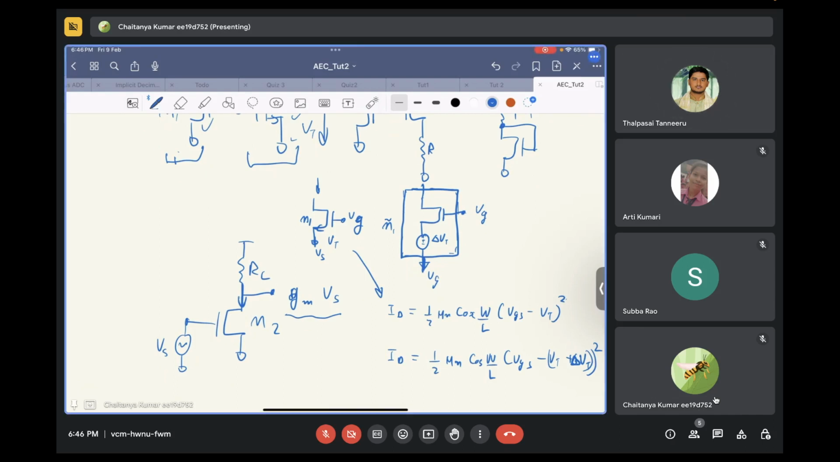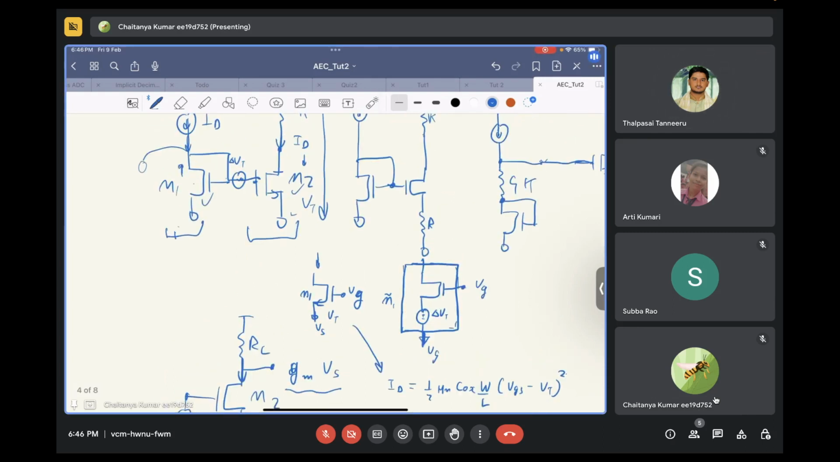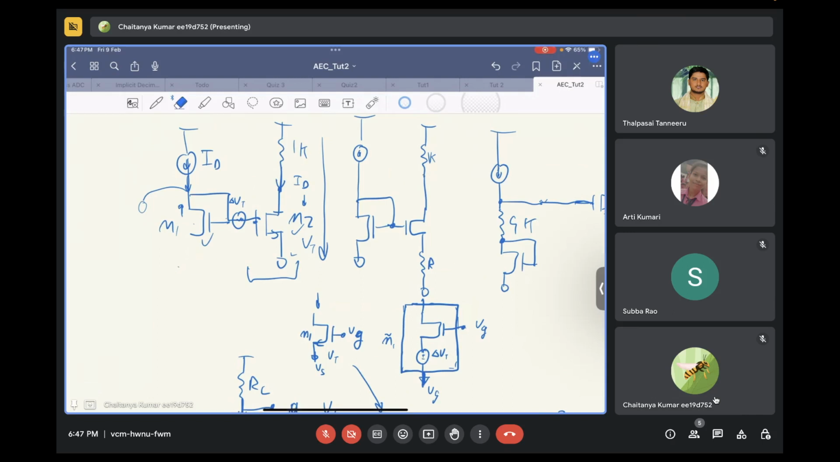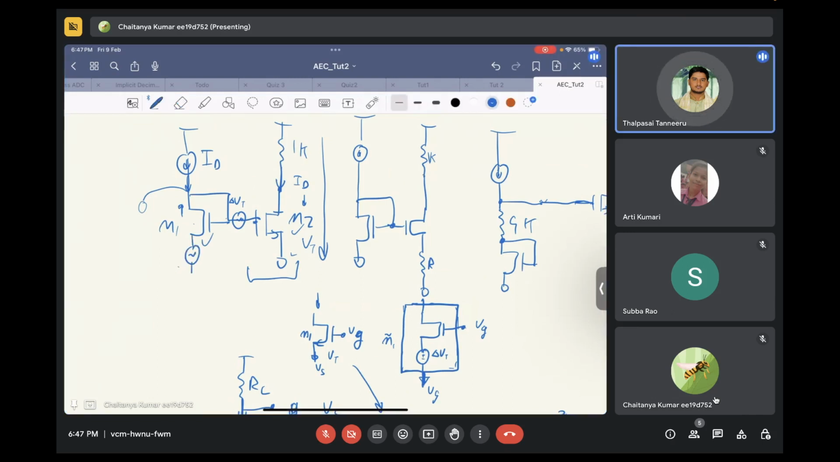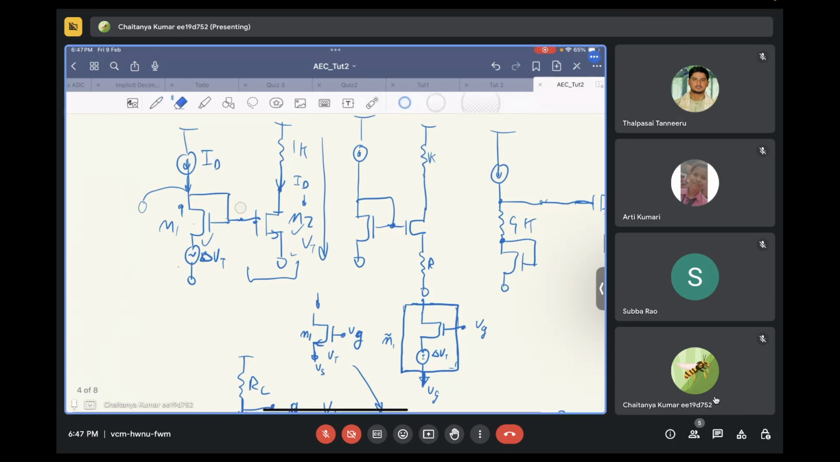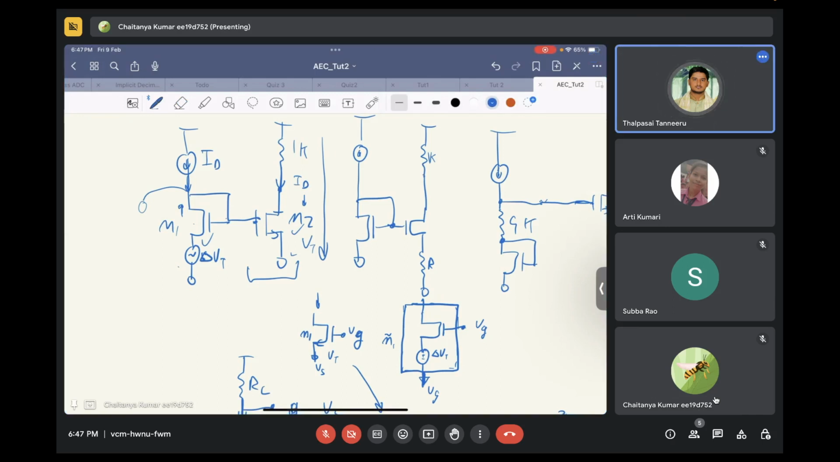You understand this? Yes, sir. Okay. So having a mismatch of delta Vt can equivalently be said as there being a voltage source of delta Vt applied in the leg of this particular M1. Do you follow this? Yes, sir. Exactly. Perfect.